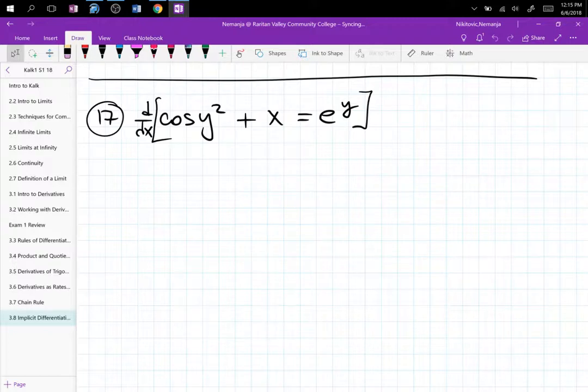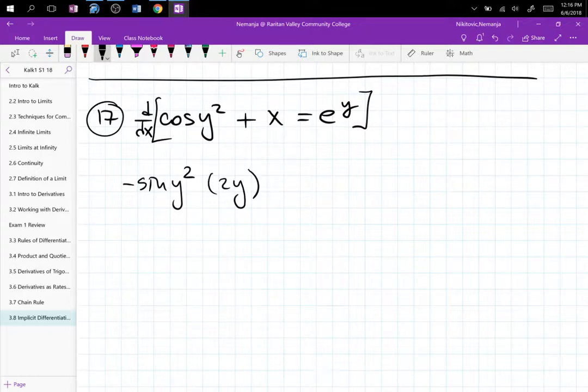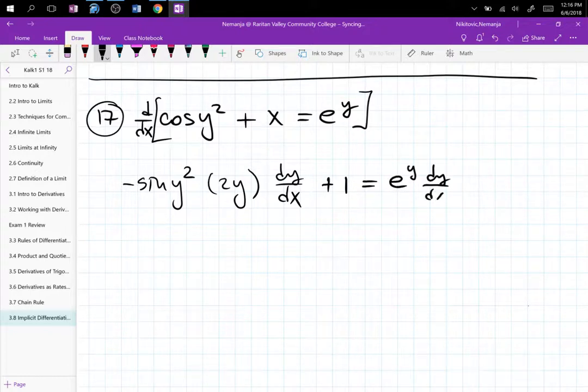Right, so the first part is the chain rule. Derivative of cosine is negative sine y squared. And then we have to go and write times 2y, right? Because we have to take the derivative of the inside. And still we are taking the derivative of y, which means dy dx. There. And then finally plus 1 is equal to e to the y dy dx.